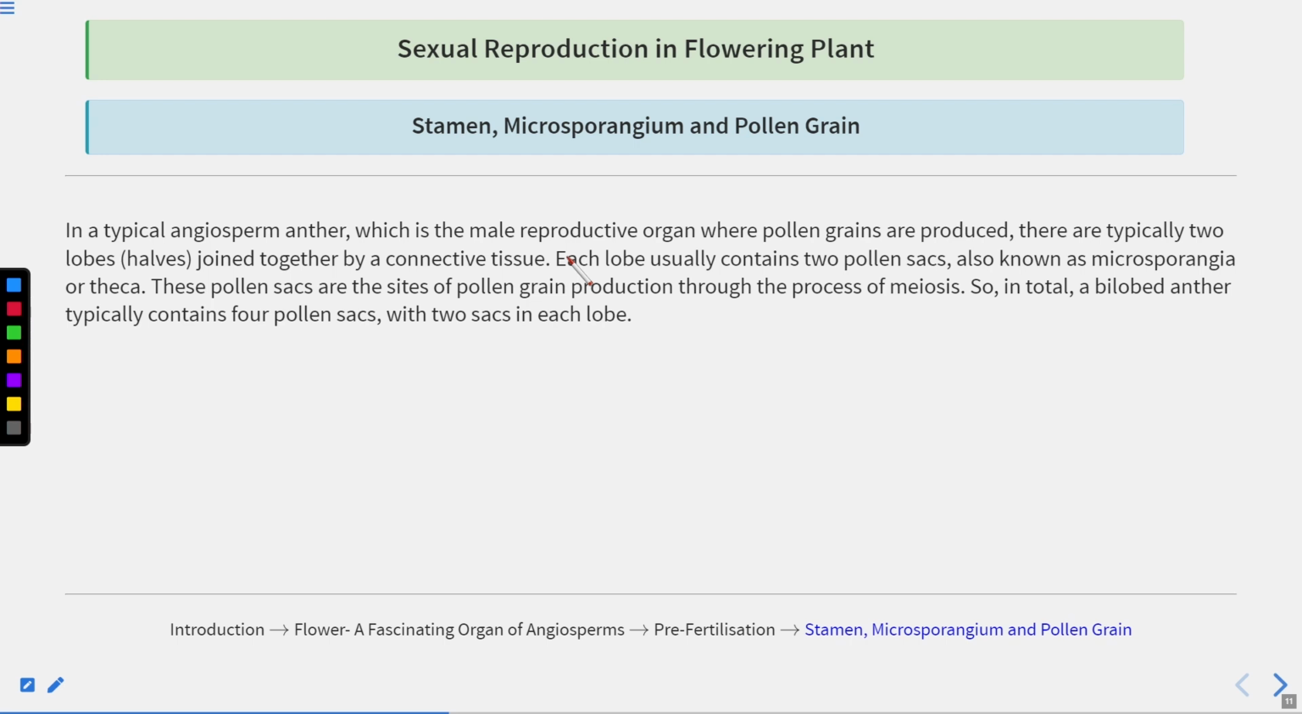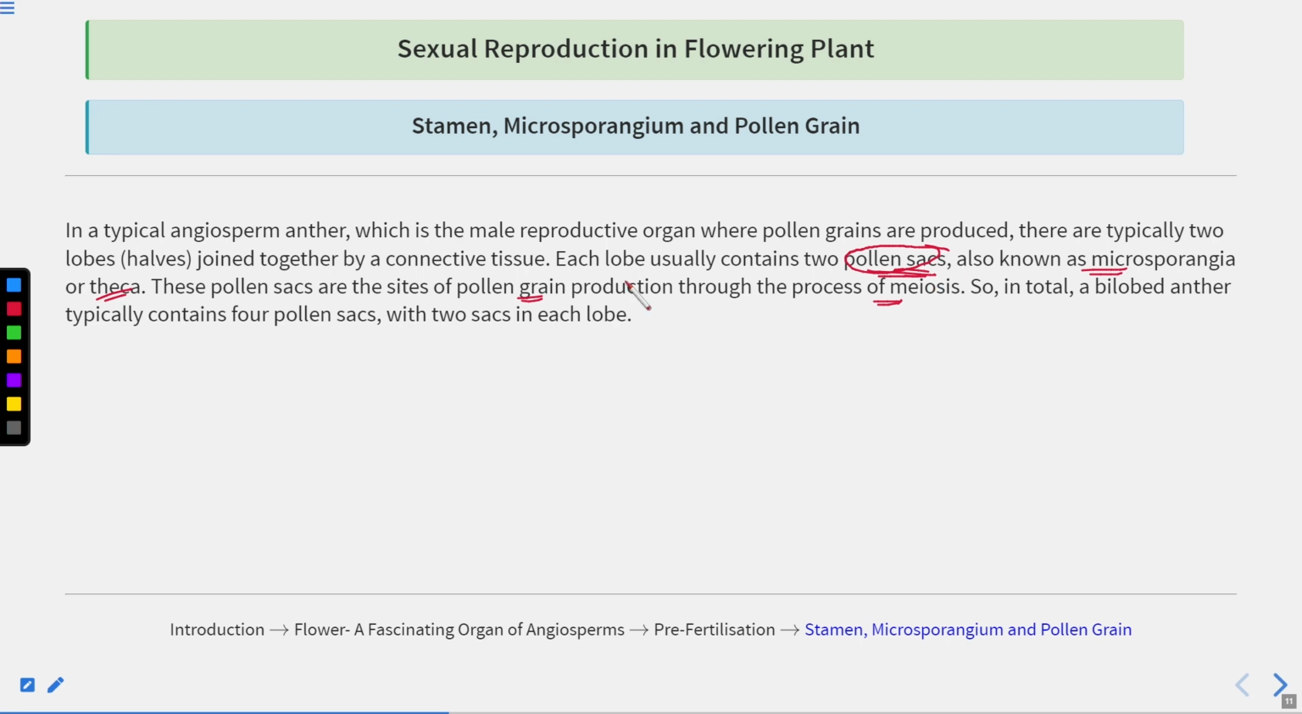Now in a typical angiosperm anther, which is the male reproductive organ, pollen grains are produced in it, and there are typically two lobes, which are joined together by a connective tissue. Now each lobe usually contains two pollen sacs, also known as microsporangia or the theca. So you have to remember these terms. This is very important. Now the pollen sacs are the site of pollen grain production through the process of meiosis.